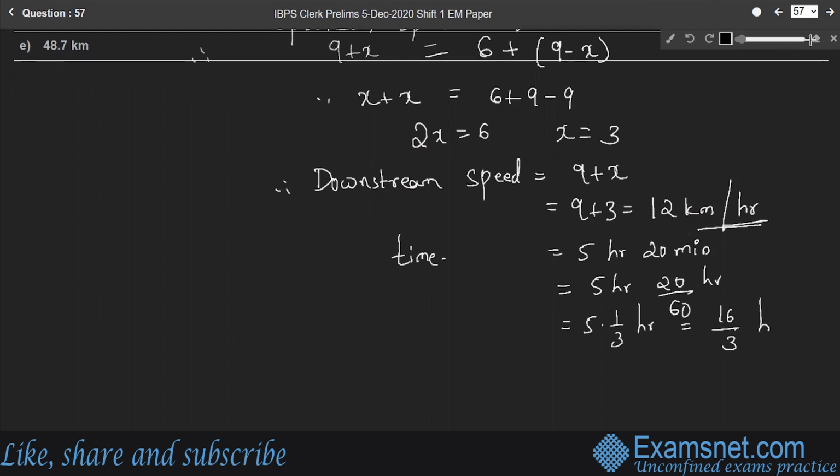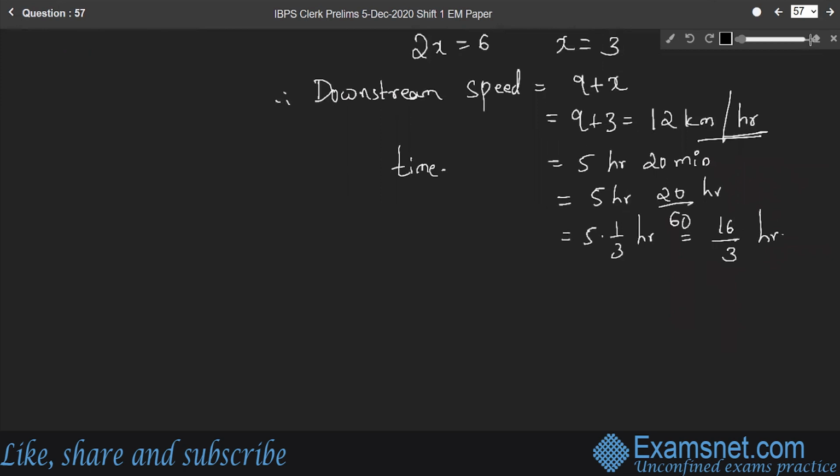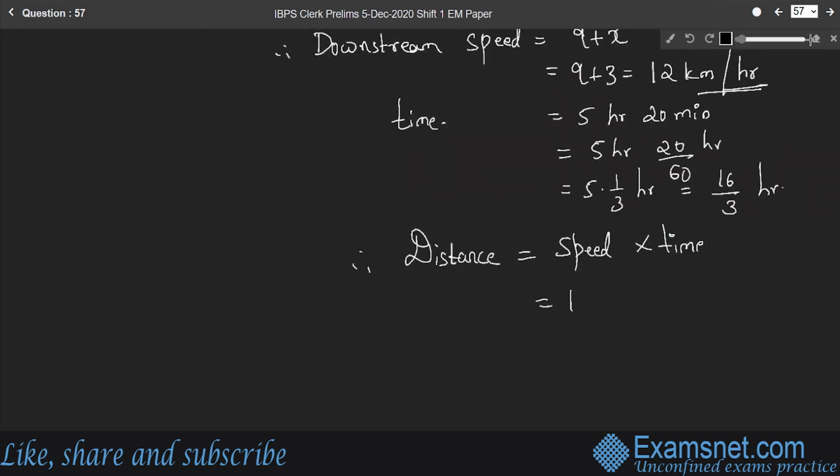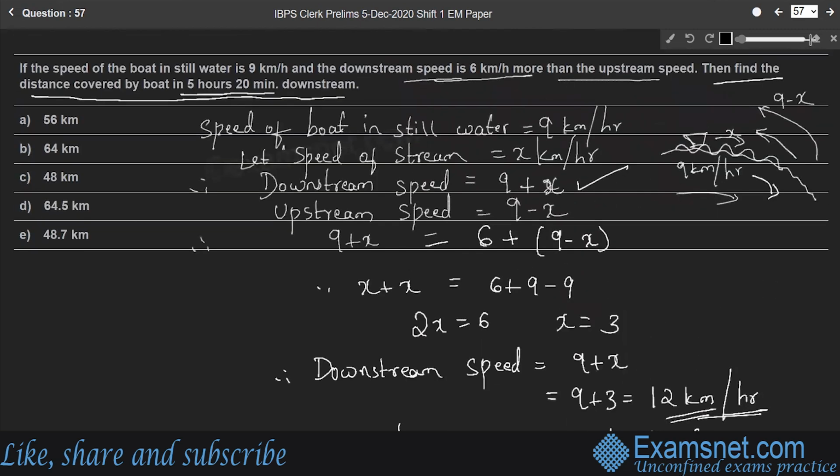by 3 hours, right? Therefore, distance covered by the boat is, distance is equal to speed into time. Downstream speed is 12 km per hour, which we have calculated, into time, 16 by 3. So 3 into 4 is 12, 64 kilometers. So the distance covered by the boat in 5 hours 20 minutes downstream is 64 kilometers. Hence option B.